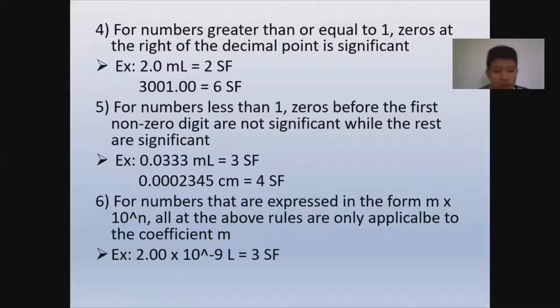And this last guideline is for numbers that are expressed in the form m times 10 to the power. All of the above rules are only applicable to the coefficient m. For example, 2.00 times 10 to the power of negative 9 liters is equal to 3 significant figures.